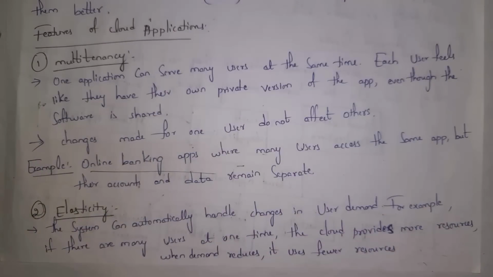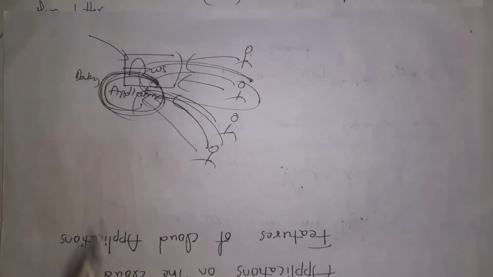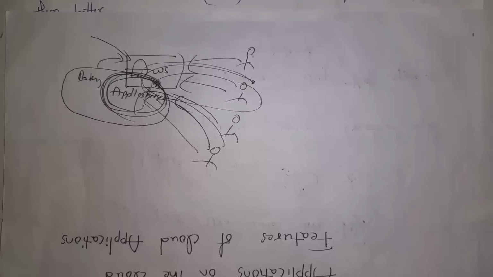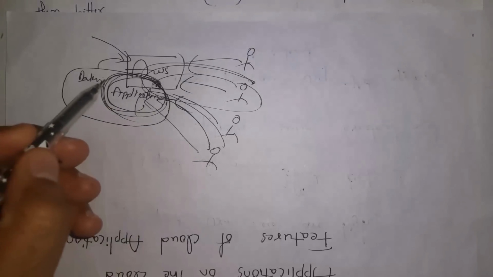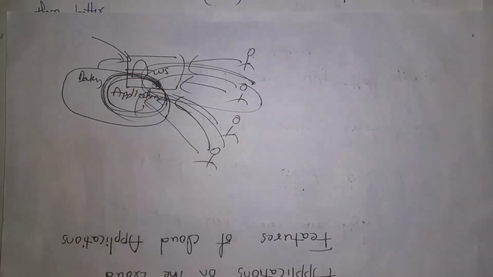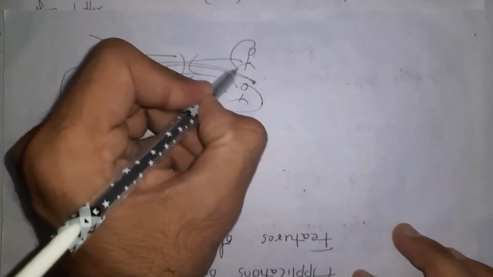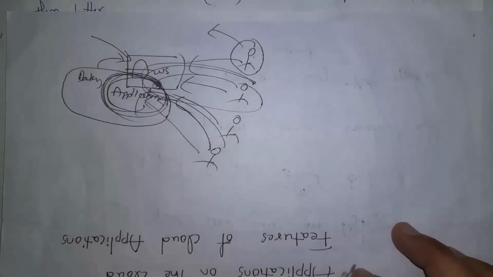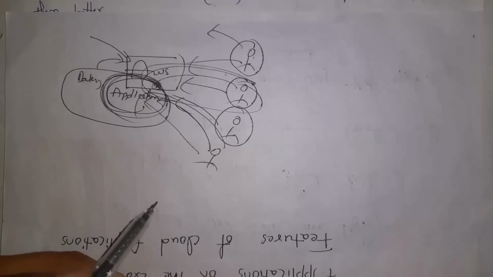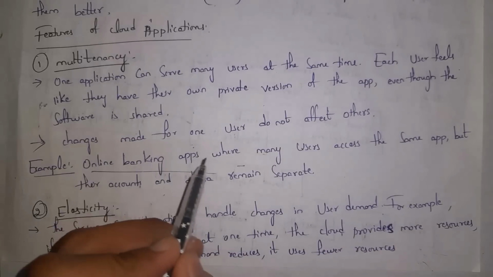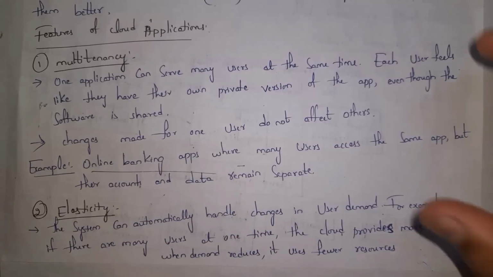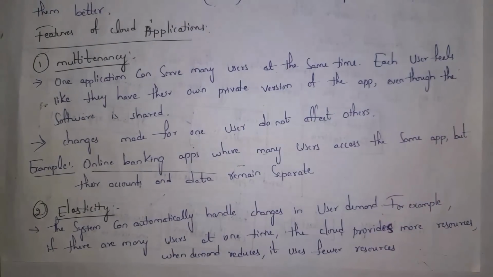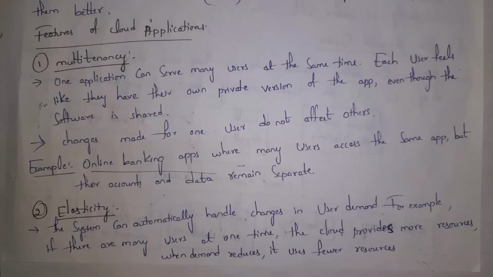Guys, I will give an example so that you can clearly understand this definition. For example, my company developed one banking application. So whenever my company places application in cloud, single application is used by many people. Even though application is shared among multiple users, that application is like a private application. Whenever this person opens the banking app, he can see only his details, like his bank account number, his amount, his loans, etc. He cannot see remaining people's account details. So online banking apps, where many users access the same app, but their accounts and data remain separate. This is an example of multi-tenancy. That is nothing but multiple people can use a single app at a time and all are independent.